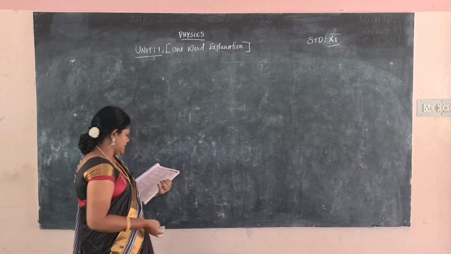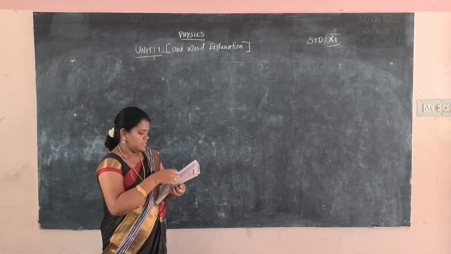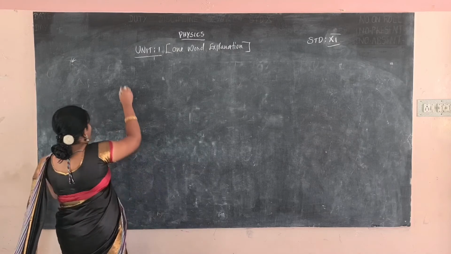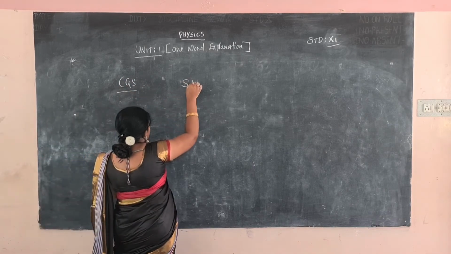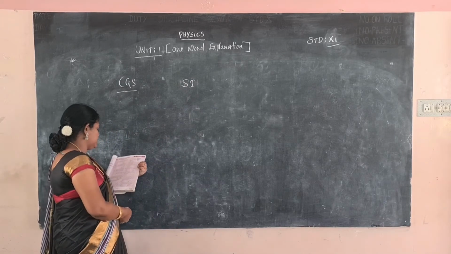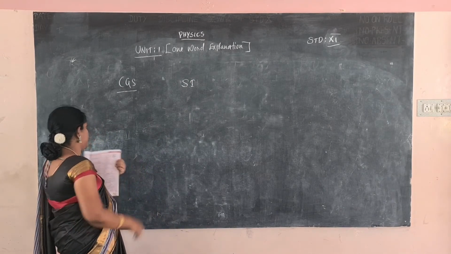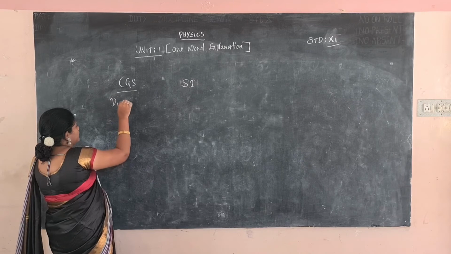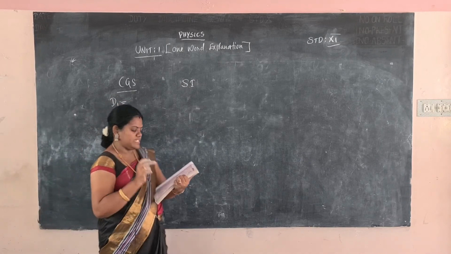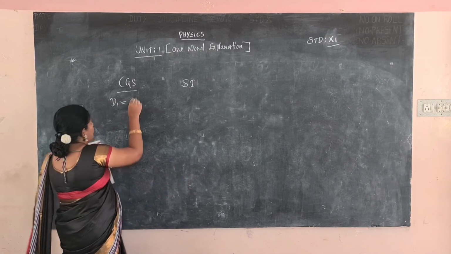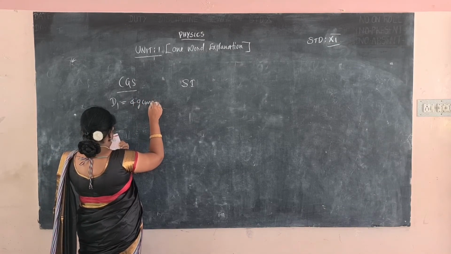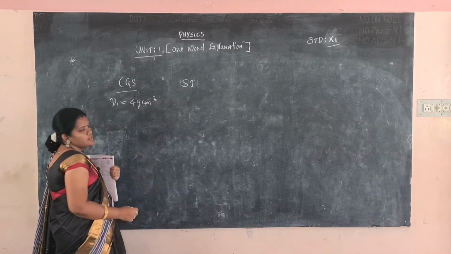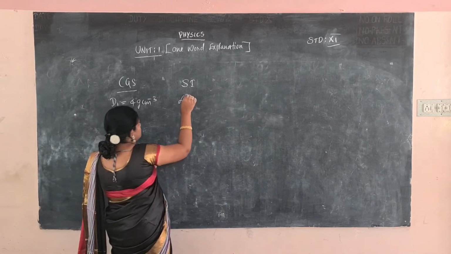The density of a material is given in the CGS system. How will you convert it to the SI system? In the CGS system, that is D1, the density of a material, is 4 gram centimeter power minus 3. And we want D2.